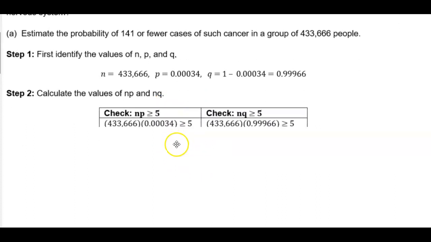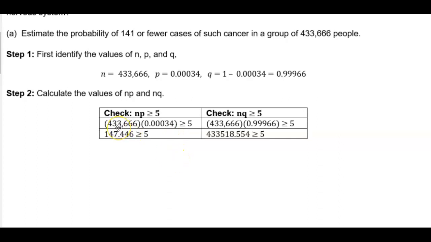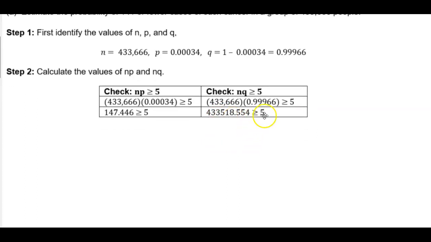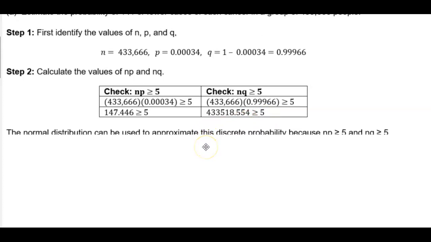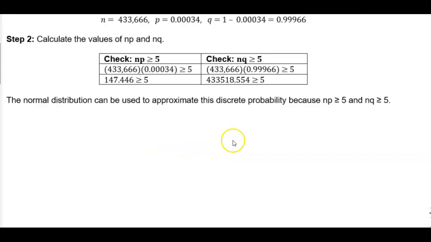So now we want to calculate the values of N times P and N times Q, to check. N times P is 433,666 times 0.00034, which gives us 147.446, which is greater than 5. N times Q is 433,666 times 0.99966, which is equal to 433,518.554, and that is also greater than 5. Therefore, we can say that the normal distribution can be used to approximate this discrete probability.